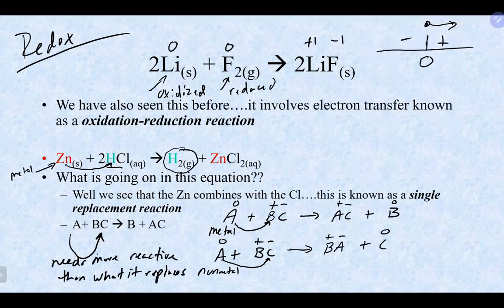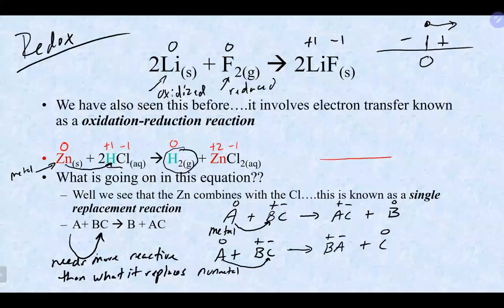And if we look at our oxidation states, this is zinc by itself, which means it has 0. This is hydrochloric acid, which is +1 and -1. This is hydrogen by itself, which means it has a 0 oxidation state. This is zinc, which is a +2, and a chloride, which is a -1 because it's an ionic compound. So it's the normal charges that we associate with it.